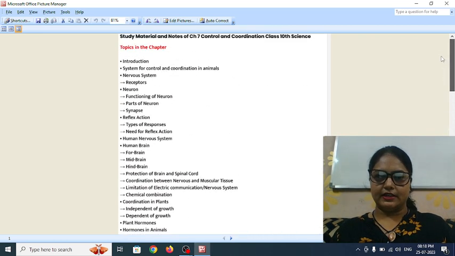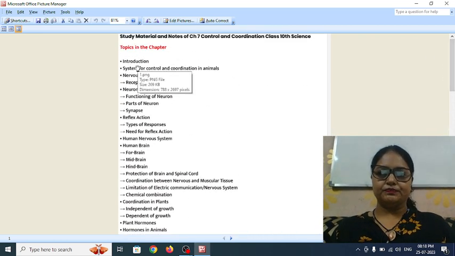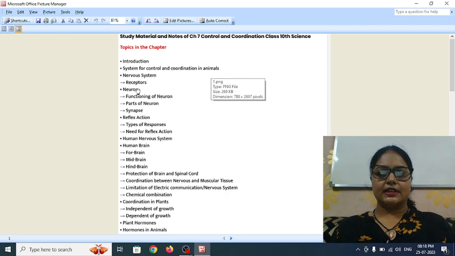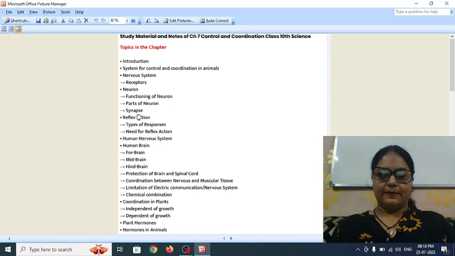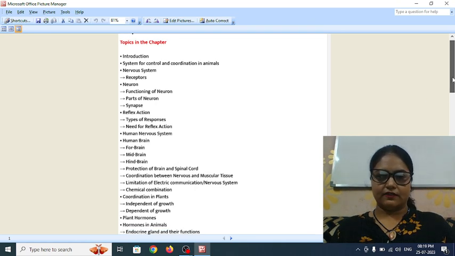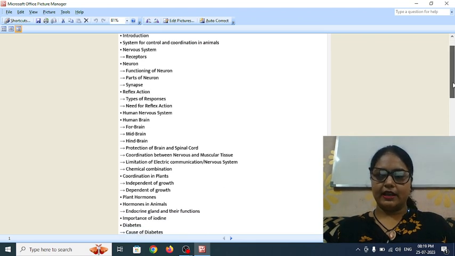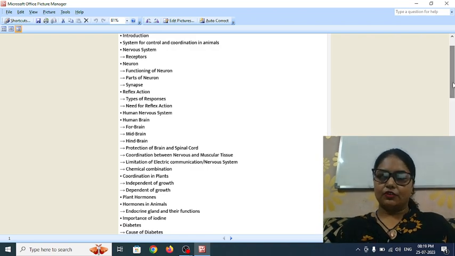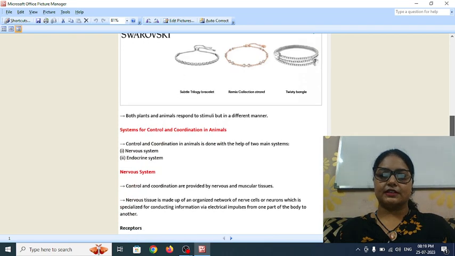So our content in this chapter is introduction, system for the control and coordination in animal, nervous system, receptors, neuron, functioning of the neuron, part of the neuron, synapse, reflex action, type of responses, need for the reflex action, human nervous system, brain and part of the brain, and then working of the brain, coordination and control between the nervous organs and the limitations, and hormones generated by the plants and animals. So now we have to continue with this first topic.